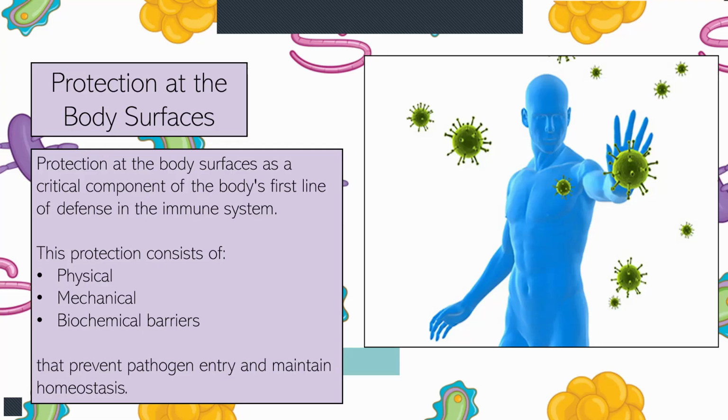And then with biochemical barriers, sebum and sweat on the skin contain antimicrobial peptides. Lysozymes in the tears, saliva, and mucus break down bacterial cell walls. And within the stomach, your pH level destroys ingested pathogens. And then there's normal microbiota, and this is on your skin and within your system. These outcompete harmful microbes and help to maintain a balance. These barriers function non-specifically and are crucial in preventing infections before the activation of innate and adaptive immune responses.